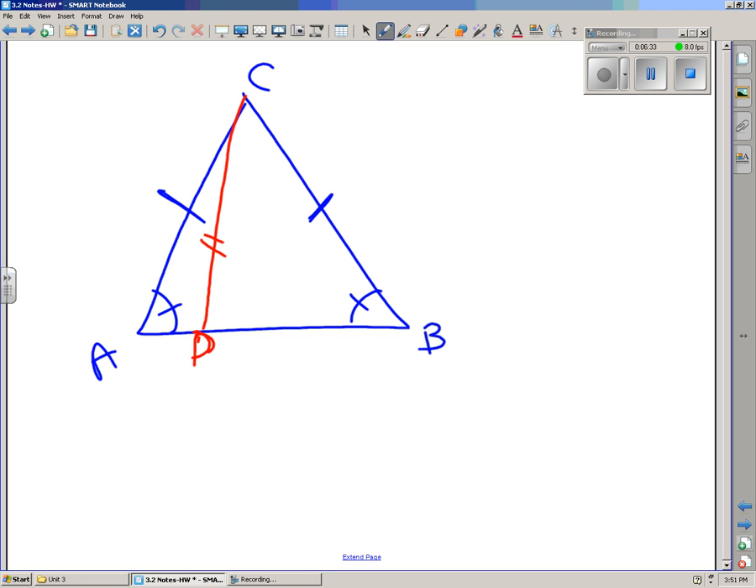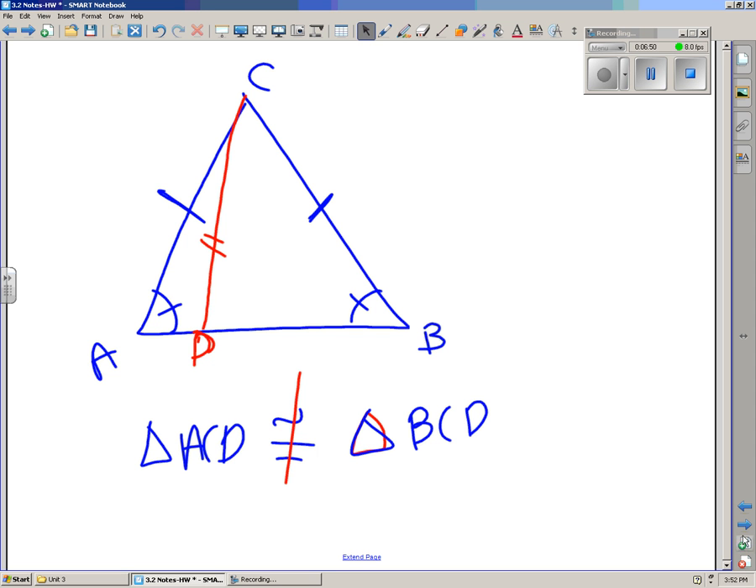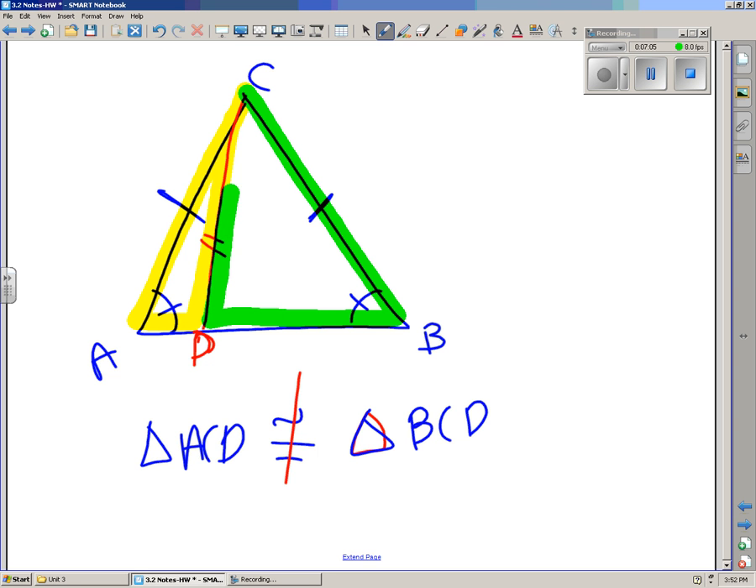So this side is reflexive. And it should be pretty clear that triangle ACD is not congruent to triangle BCD. It's clear visually, but you do have two sides congruent and an angle congruent. So these two triangles, again, this guy right here, which has two congruent sides and an angle that's not in between, and this triangle right here, which also has two congruent sides and an angle not between. That doesn't work.